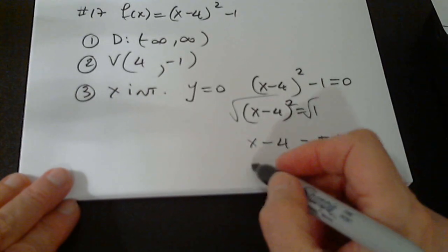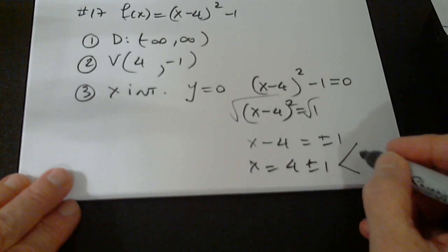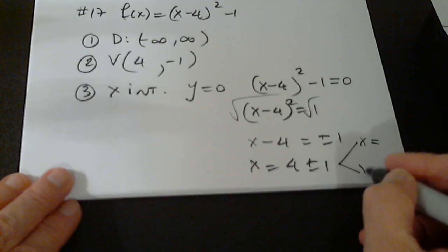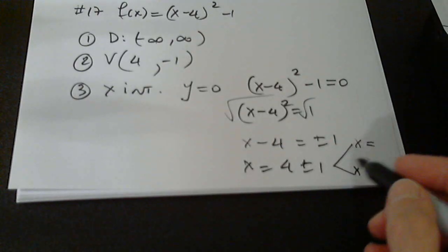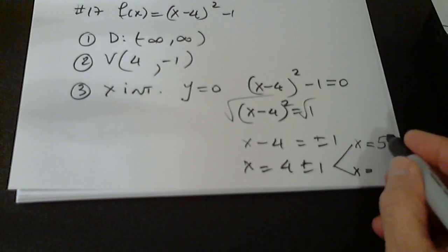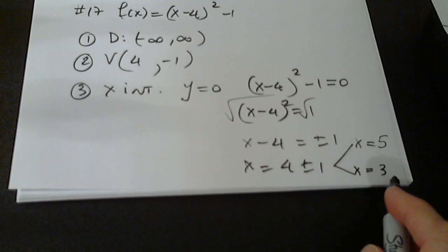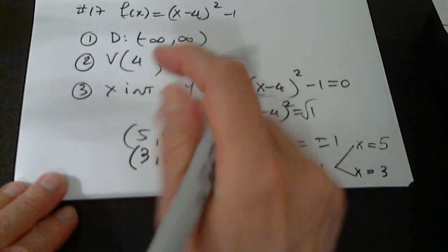We have to move 4. And then the options are the one with the plus and the one with the minus. 5 and 3, indeed. So 4 plus 1, 4 minus 1. 5 and 3. So we have (5, 0) and (3, 0). Good.